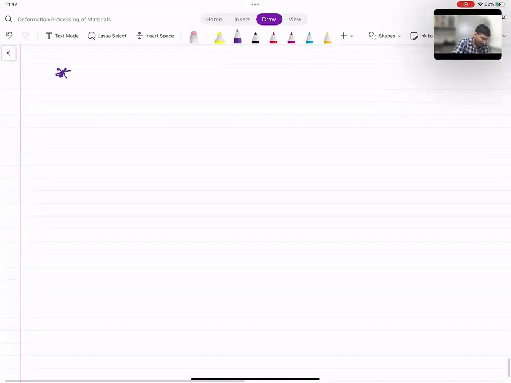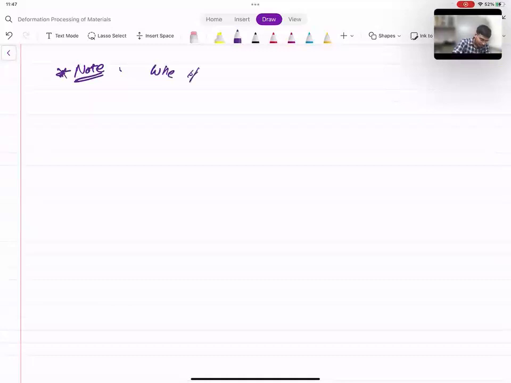So this is a fact or note that when the space shuttle re-enters the atmosphere.